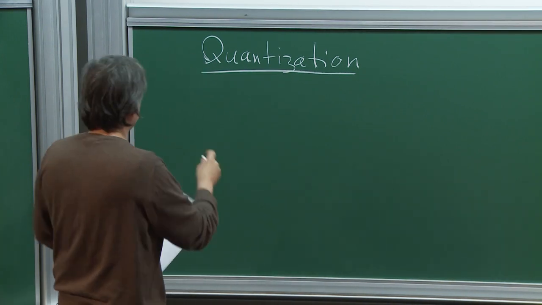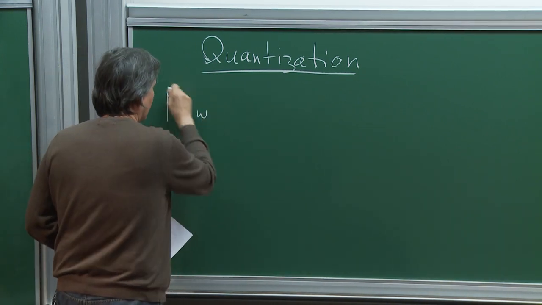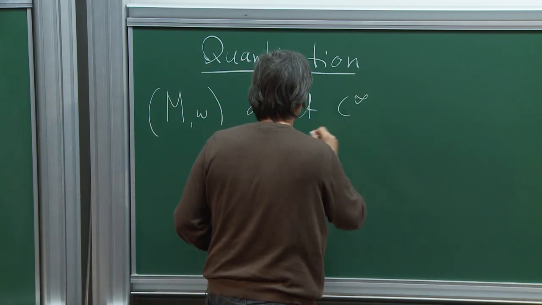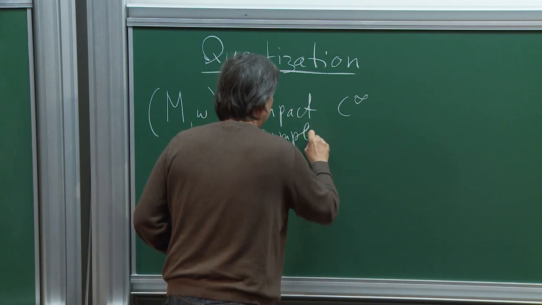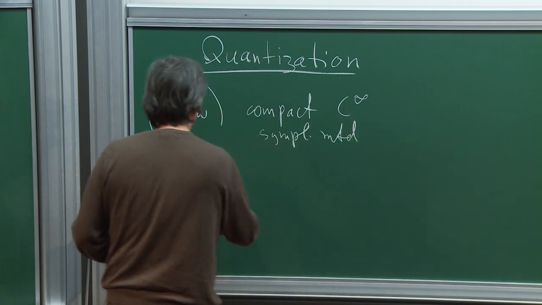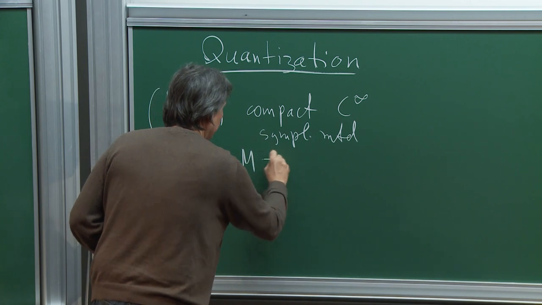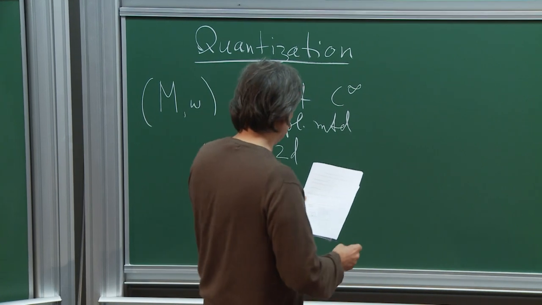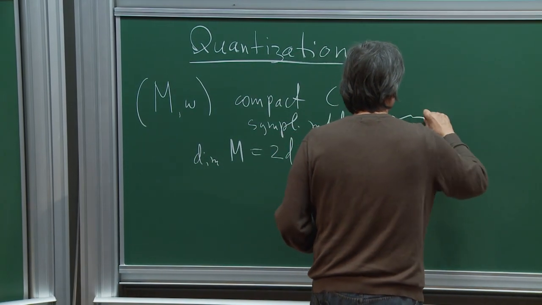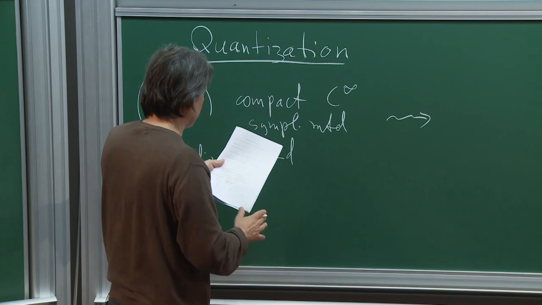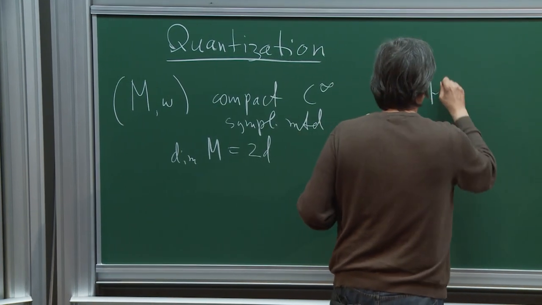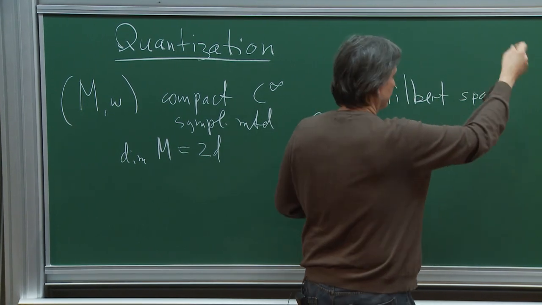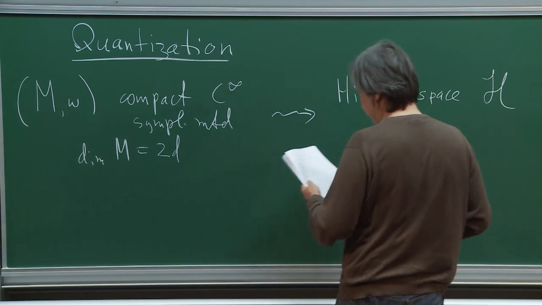In a kind of geometric sense, suppose we have a compact C infinity symplectic manifold of dimension 2d. Later it will be just 2, but at the moment it's 2d. Then a quantization should associate to it a Hilbert space. Maybe you have some integrality condition, or you can rescale the form, and you get a Hilbert space depending on the Planck constant.